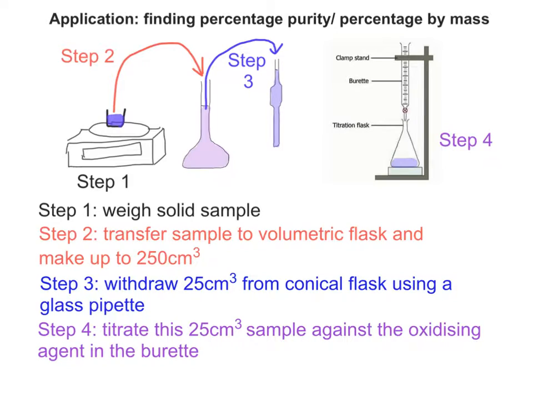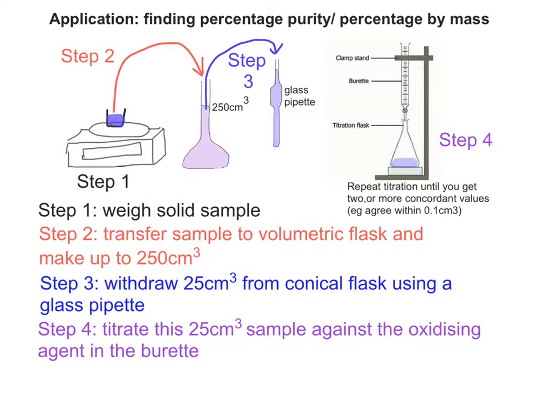So let's look at an application. A common application is finding the percentage purity in a solid sample. The first step is to weigh your solid sample to find out how much you have. You then dissolve your solid sample and make it up to 250 cm³ in a volumetric flask. Then, once you've made it up to the mark, usually indicated by an etched line on the glass of the volumetric flask, you use a pipette to withdraw 25 cm³, and we titrate that 25 cm³ sample against the oxidizing agent in the burette.